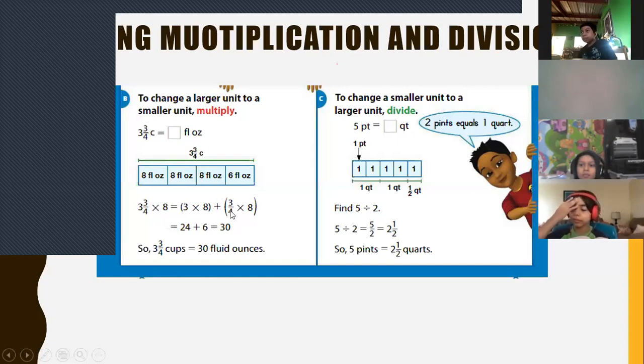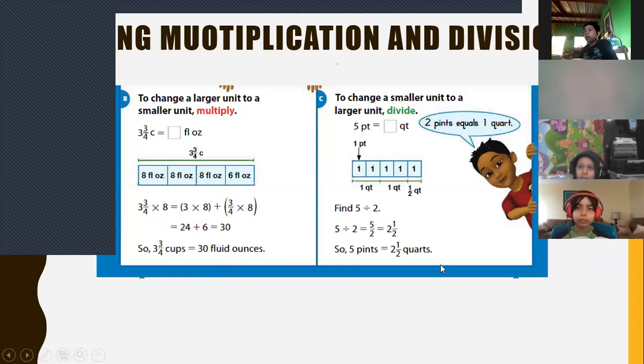And then you multiply 3 over 4 times 8, that is equal to? 6, right? And then you are gonna add the two answers, right? That you will have 30. So 3 over 4 cups is equal to 30 fluid ounces.